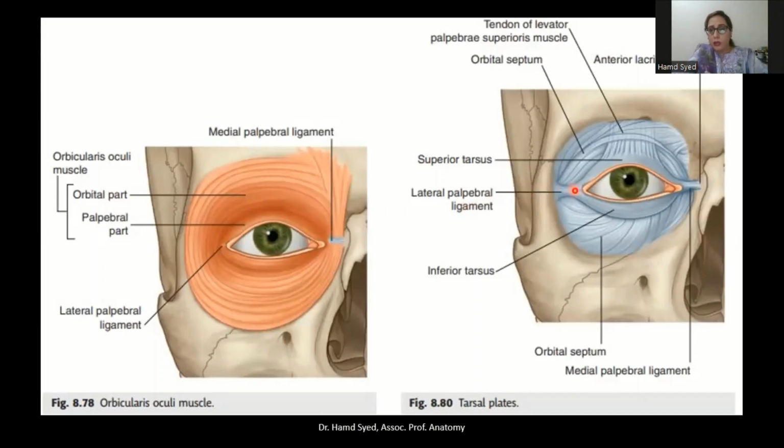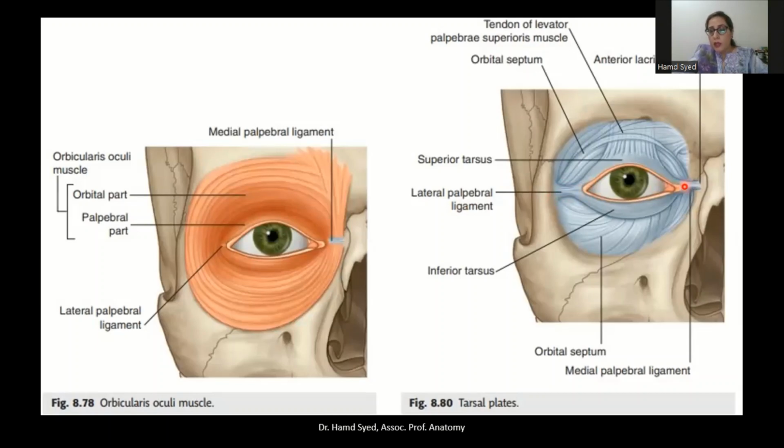So coming over here to the diagram on the right, which shows us the orbital septum and its specializations in a much clearer way, we can see this is the lateral palpebral ligament, which is passing from the lateral margin of the palpebral fissure to the zygomatic bone.